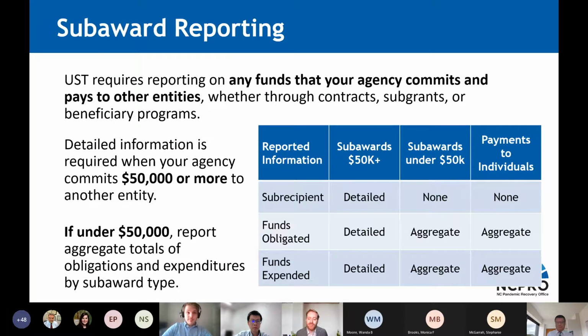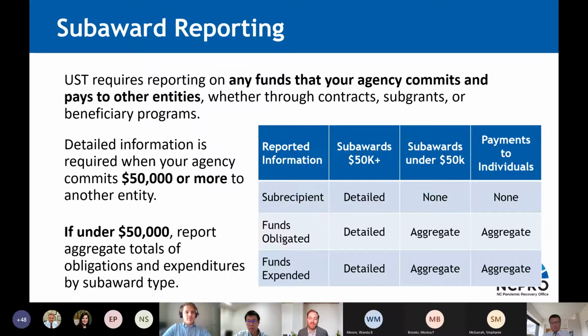All right, moving into subaward reporting. The magic number here is $50,000. We discussed this a little bit last month, but U.S. Treasury is requiring reporting on any funds that your agency commits or pays to other entities, including contractors, subgrants, or beneficiary programs. This is going to also have to capture money that you spend on your Staples run to pick up more paper. We'll get into what the thresholds are, but the short version is anything, any entity that you are committing or paying less than $50,000, all of that just gets reported in aggregate.